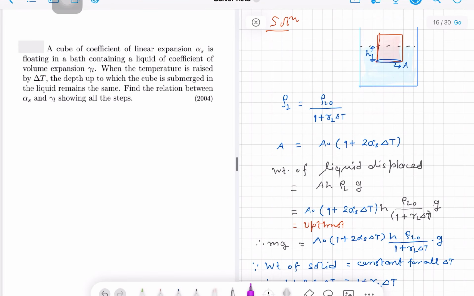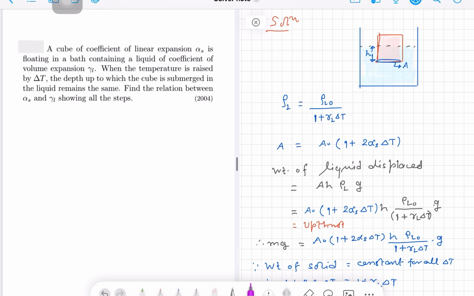Let us discuss the problem of ITG 2004. It is based on expansion of solids and liquids, and also it uses the concept of buoyancy force. The problem is that a cube of certain linear expansion coefficient alpha s is floating in a bath containing a liquid of certain coefficient of volume expansion, say gamma L.